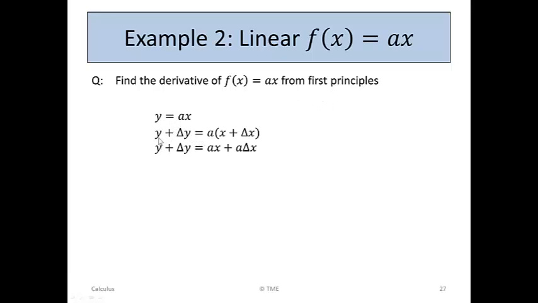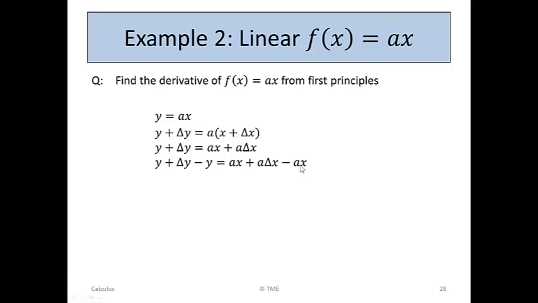The next line is to put y plus delta y. And everywhere we had our x, we now put x plus delta x. So instead of ax, we get a times (x plus delta x). And multiplying in, we get y plus delta y is ax plus a delta x. Subtracting the first line from this line here, we get y plus delta y minus y is ax plus a delta x.